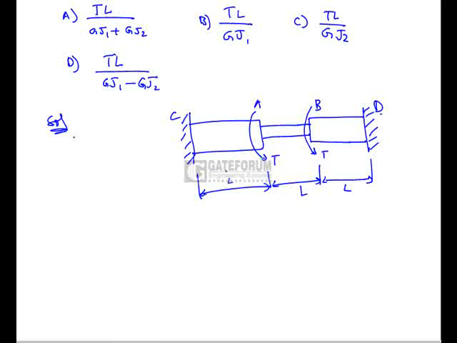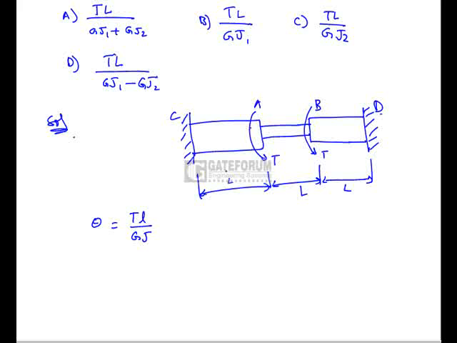Here it is a compound shaft which is subjected to twisting moment at 2 points A and B, of magnitude T. So here we know that the rotation theta is generally given by TL by GJ. We will have to find out the rotation at point A, that is theta 1.